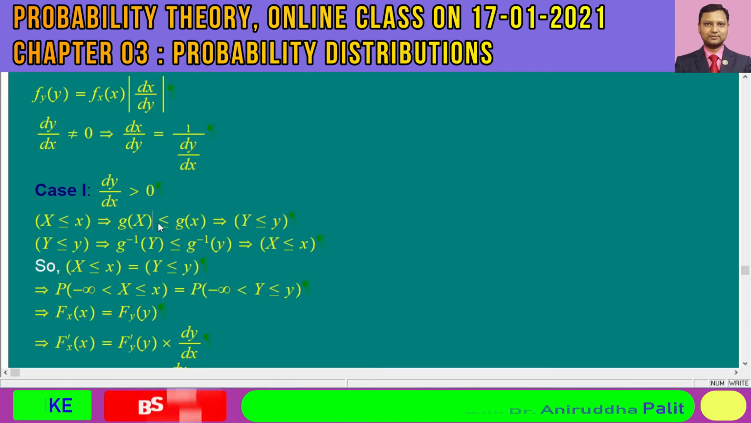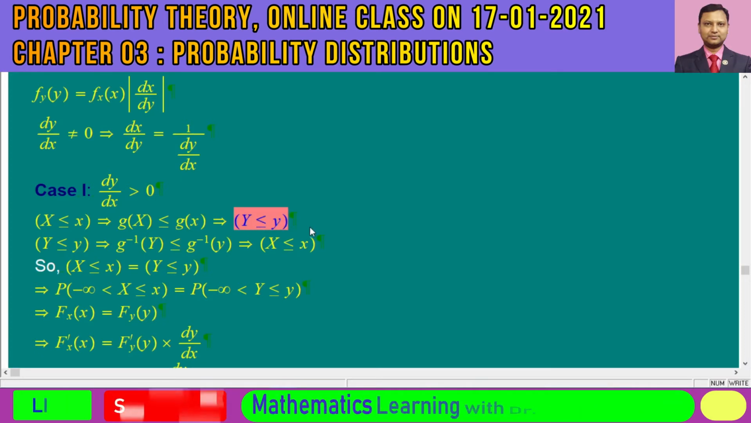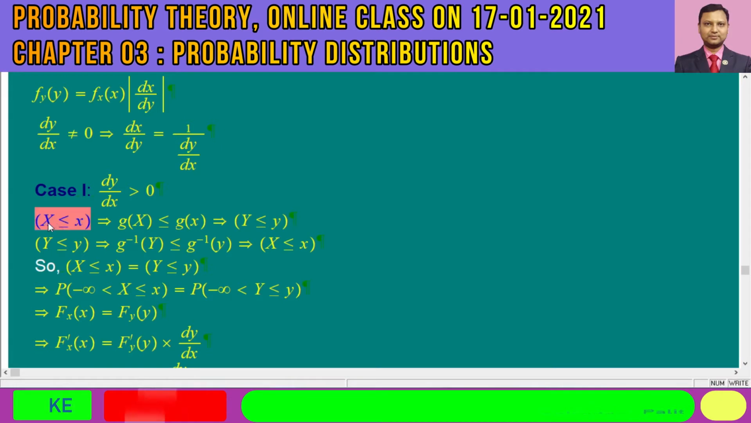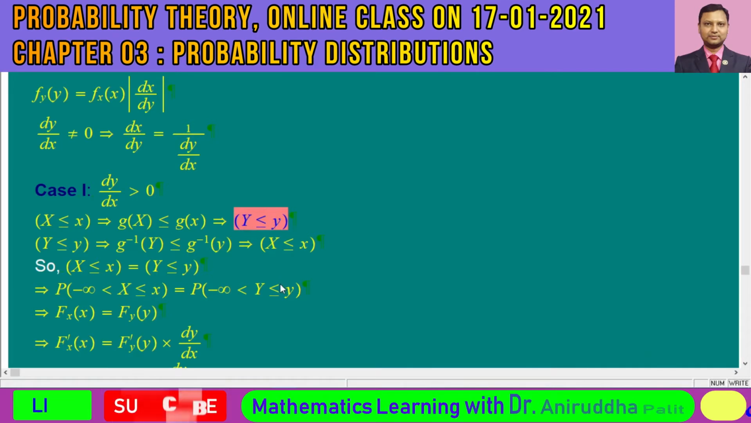And what is g of capital X? g of capital X is equal to y, and g of small x is equal to small y. So we can say that y is less than or equal to small y. So from this first inequality, that means capital X less than or equal to small x, we have proved this second inequality, y less than or equal to small y.